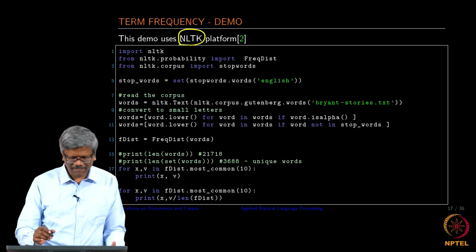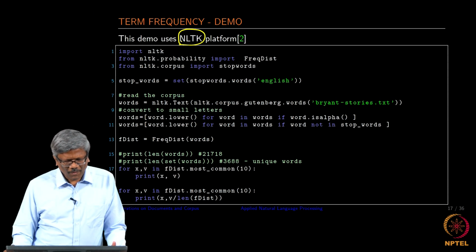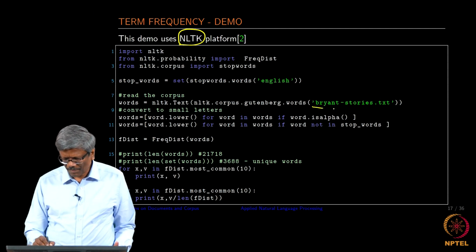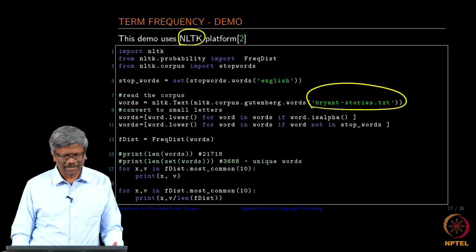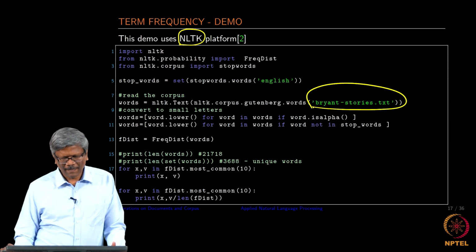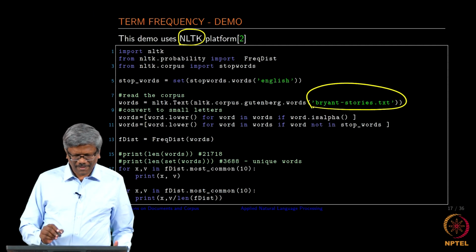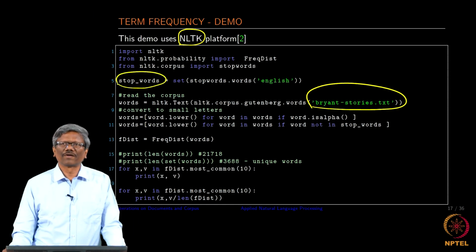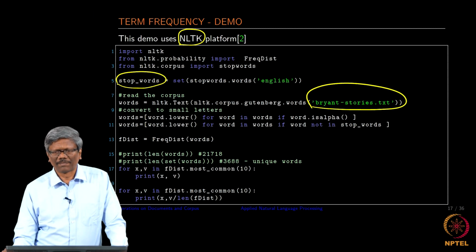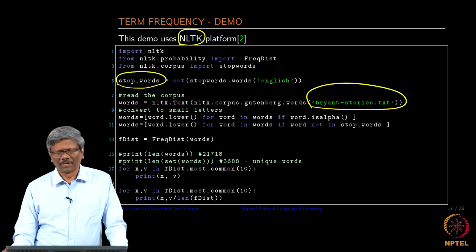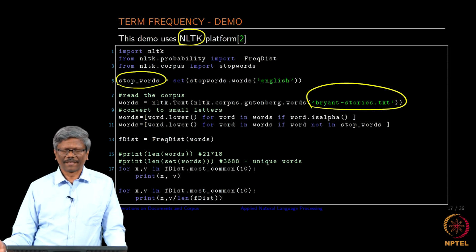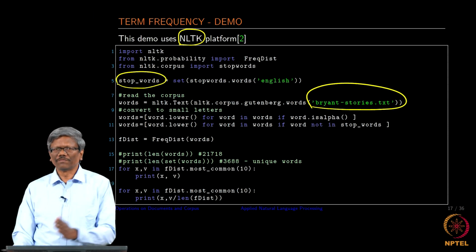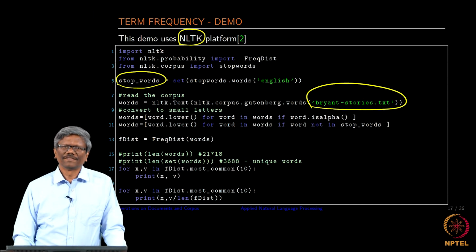What I have done here is I have written a very small program. This program uses a corpus called brianstories.txt, which is available from the NLTK platform. I am going to use stop word removal because certain words are not very important for the purpose of processing. For example, the articles and prepositions do not give any meaning when you want to perform certain statistical operations on the corpus. So, I want to remove them first, so that my list contains only certain vocabulary.